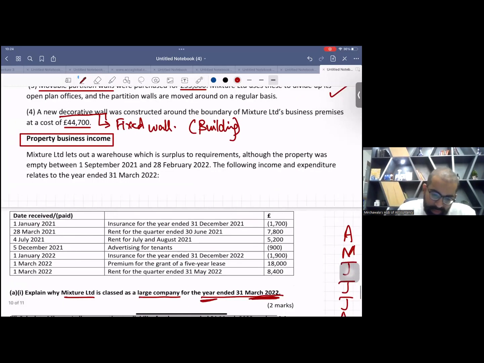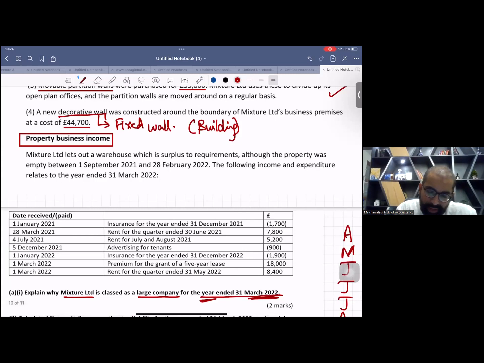let's start. Mixture Limited lets out a warehouse which is surplus to requirements, although the property was empty between 1st September 21 and 28th Feb 2022. The following income and expenditure relates to the year ended 31st March 2022. Don't sleep.